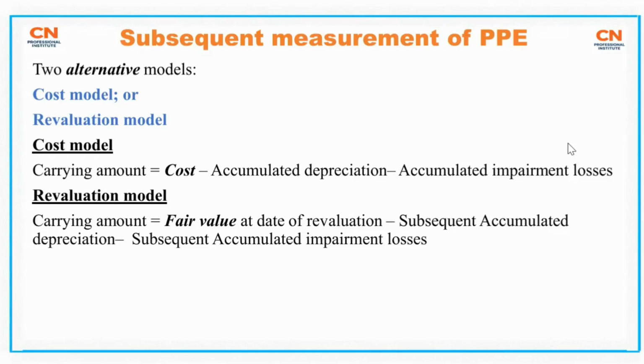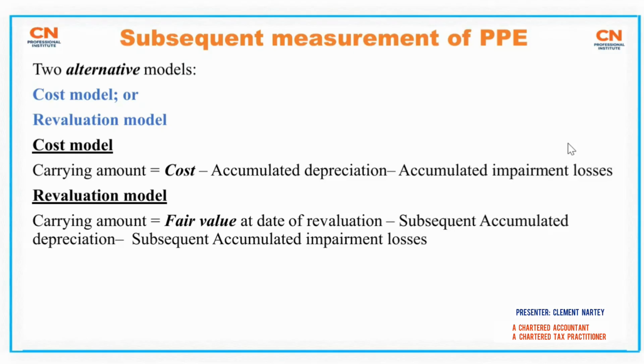We are still on IAS 16, property, plant, and equipment. In the previous video, we looked at the definition of PPE, we looked at the examples of PPE, and we looked at the initial measurement of PPE, where we said PPE is initially measured at cost. And then we looked at what goes into the computation of cost. What do we include and what do we not include? We looked at all those things.